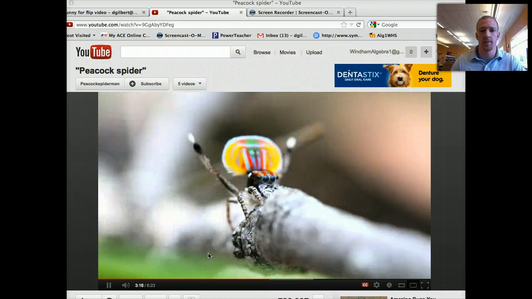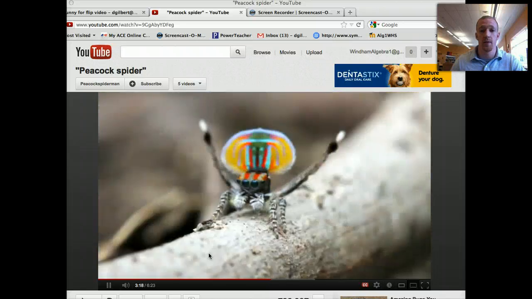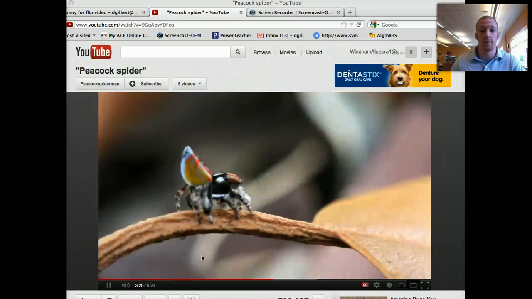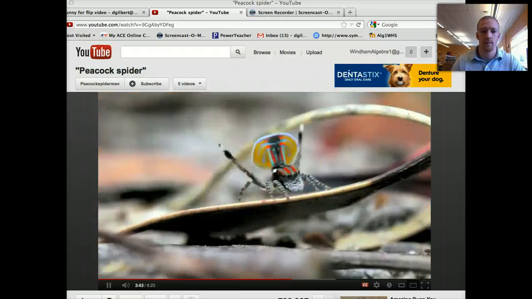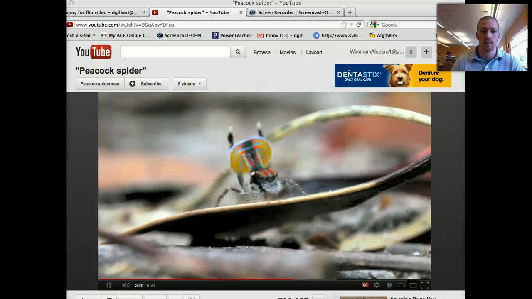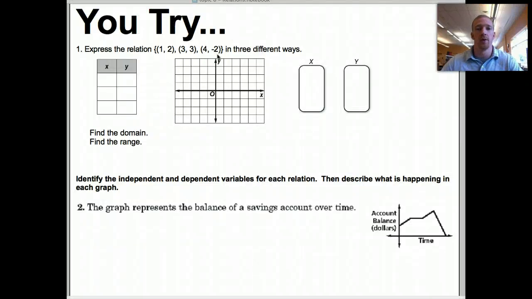Peacock spiders. You ever seen a peacock spider? Scary. Ooh, that was scary.